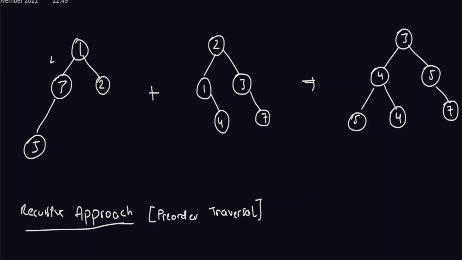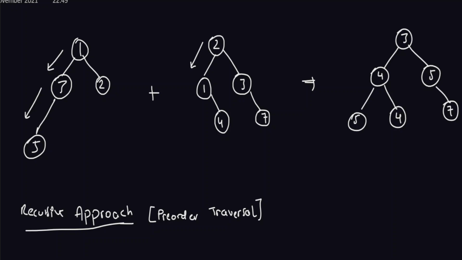What I'm going to do is traverse this tree. I will go to the left child of this tree, and simultaneously I will go to the left child of the other tree also. It doesn't have a left child, which is not a problem, so it will not go there.